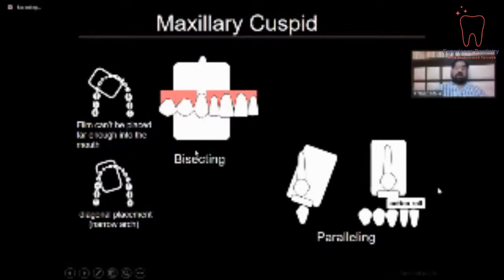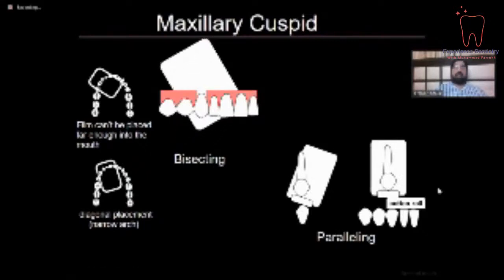By the bisecting technique, you have just your thumb or the index finger, and you place it in the oral cavity. But if you place it like this, you are not going to have the root apex. You are going to cut the root apex right there. The image will not be there. If you do it like this, you are going to cover the whole of the throat. So another way is right here: place the film in such a way that you are going to get the maximum image.